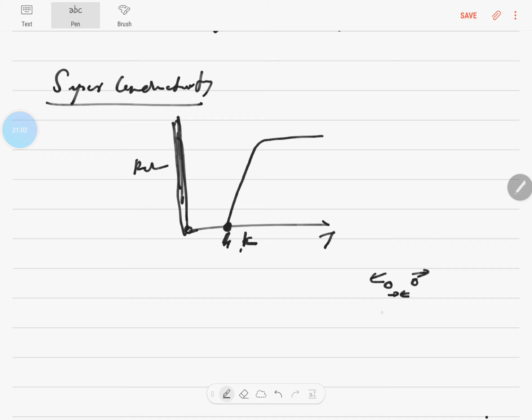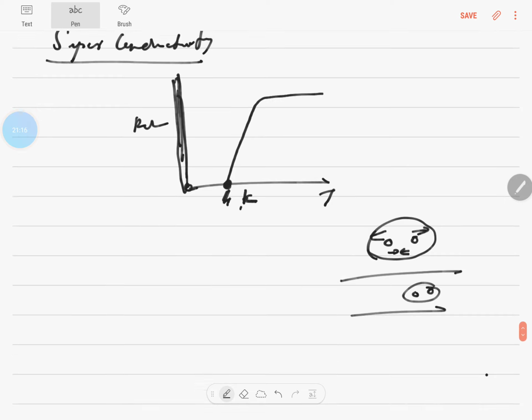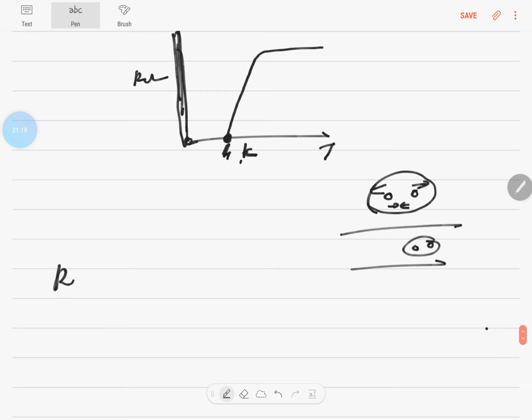This weak attractive force between the electrons forms a coupled electron pair, and this electron pair will flow through the conductor without colliding with the ions. Actually, let me talk about resistivity and resistance. How is it that a metal has resistance? What brings in the property of resistance?